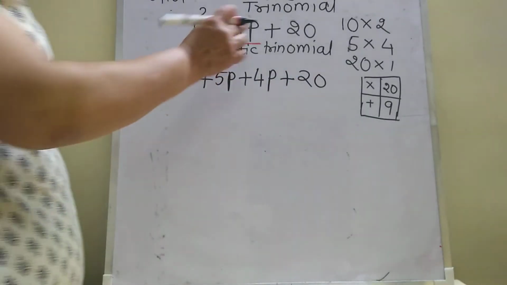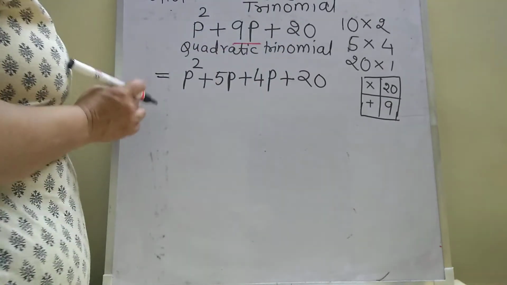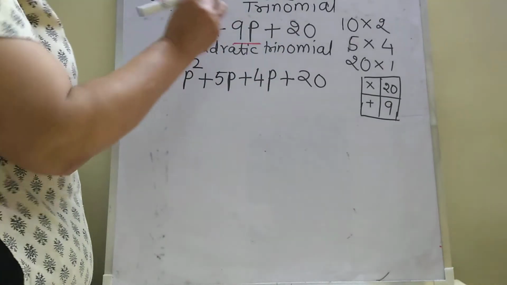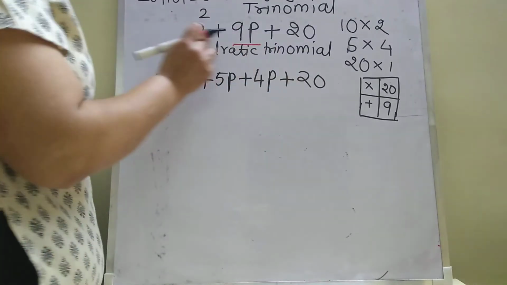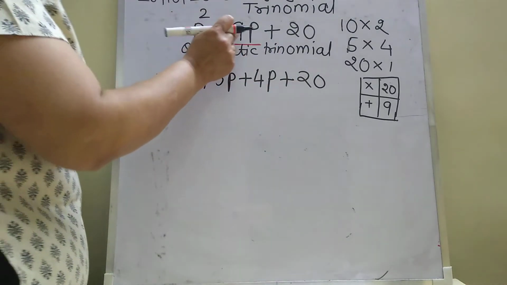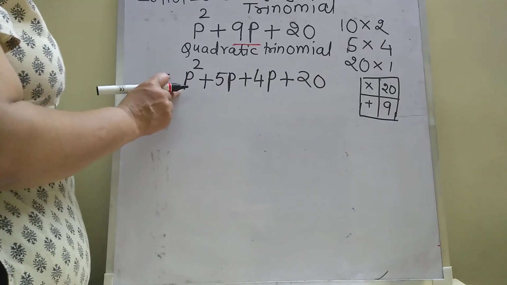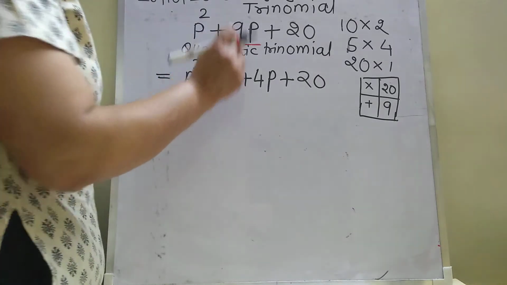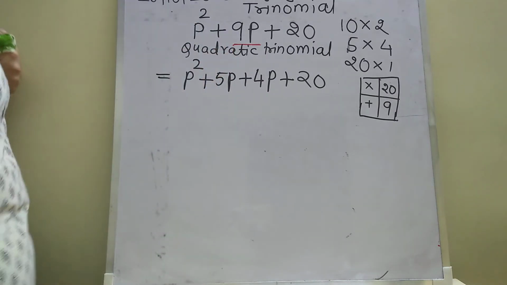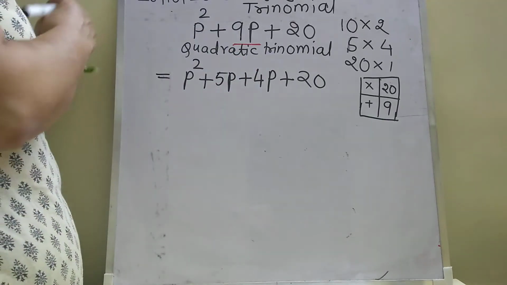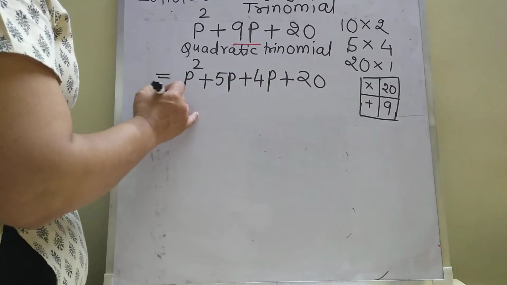Now instead of these three terms I have four terms. Is any change there? Did I change any sign or any number? 20 I have written as it is, p square I have written as it is. Only instead of 9p I am writing 5p and 4p. Is anything wrong? No. 9p is equal to 5p plus 4p, that we know. Now only four terms are there.